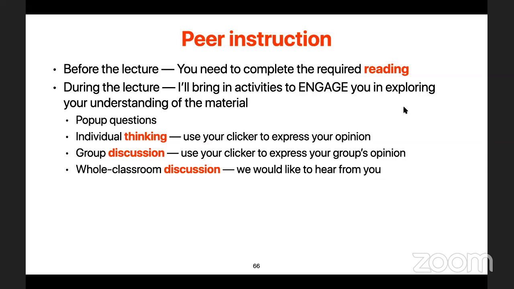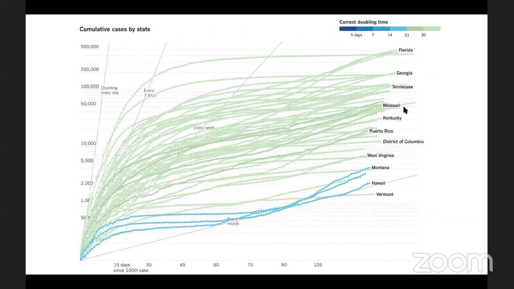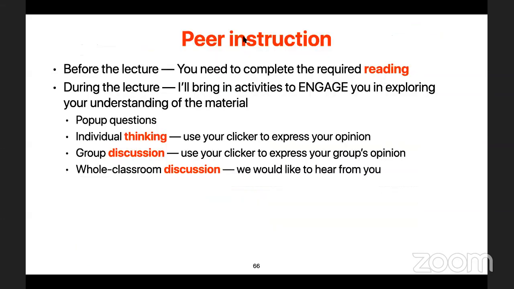So the basic idea of peer instruction is like this. I will give you pop-up questions and you will have to think individually, and we will do a group discussion, and we will have a whole classroom discussion later. So it's a process of read, think, and discuss, right? This is what peer instruction is about. And we will give you some experience of using peer instruction in the next lecture.